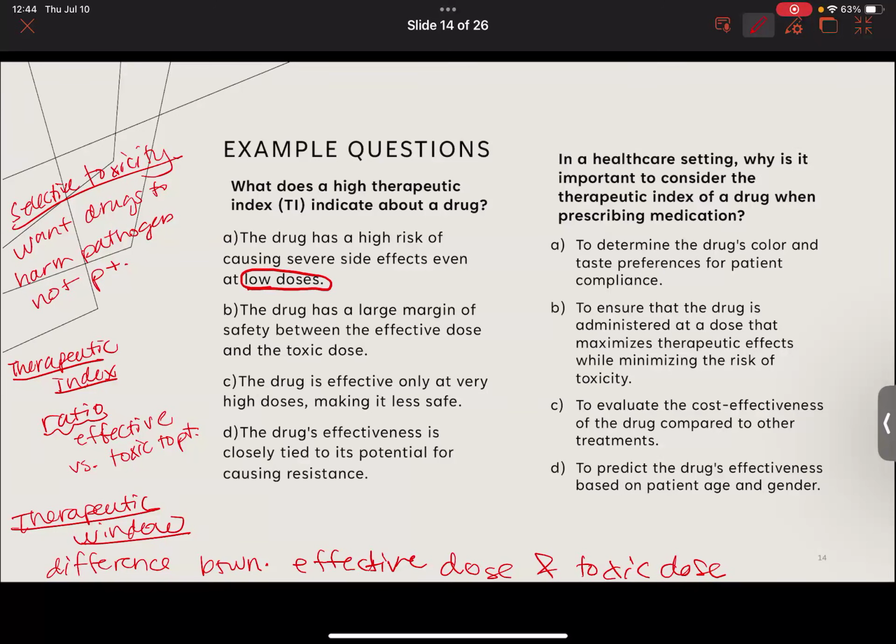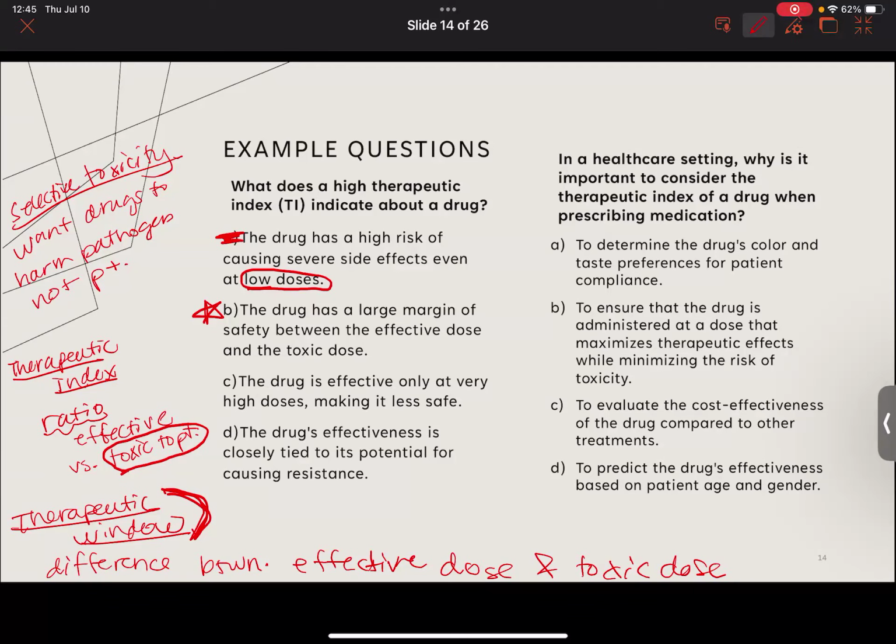So does the drug have a high risk of causing severe side effects even at low doses? It's not really telling us that, right? If it has a high risk of side effects at low doses, that's only the toxic-to-patient part, really. So it's not going to be A. The drug has a large margin of safety between the effective dose and the toxic dose. That's probably this one. This shows us that we have a high therapeutic window. With the ratio between those, the bigger the number, far away from one, the better. We want a very, very big difference between what's effective and what is toxic.